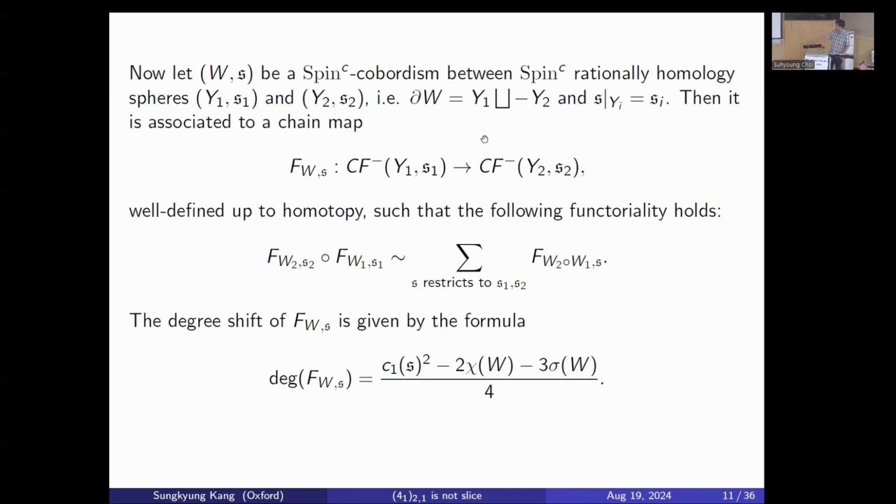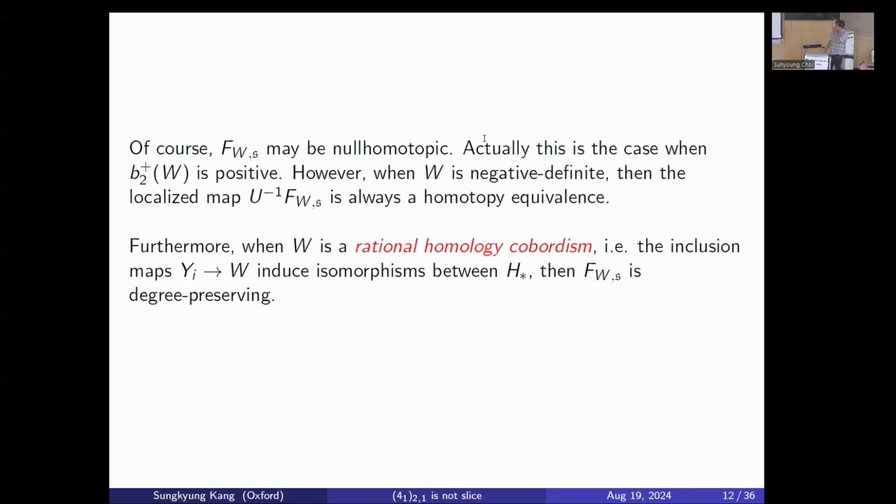And you can also compute the degree shift, which is some homological number. This is the formula: (c1^2 minus 2 times the Euler characteristic minus 3 times the signature) divided by 4. Of course, it can be rational because things are rationally graded. But yes, this is the degree formula. Of course, the map may be null-homotopic, and this is almost always the case when b2+ is positive. But when your cobordism is negative definite, then your cobordism map is very nice.